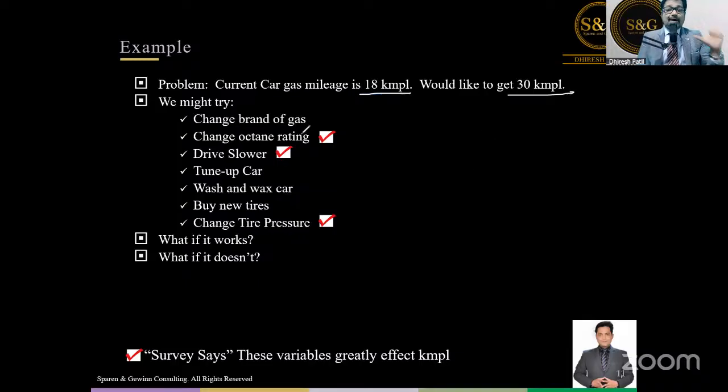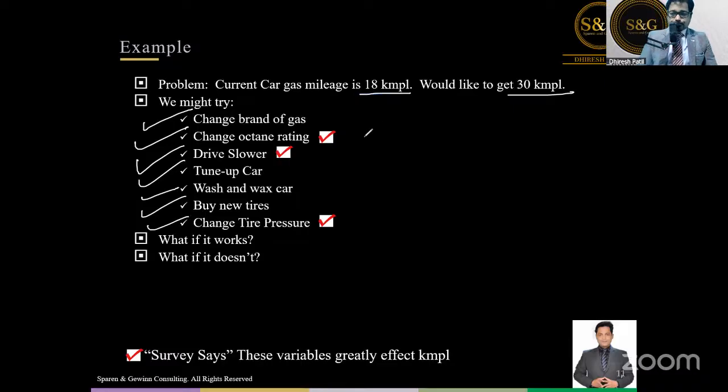So their Six Sigma team just sat together and brainstormed about what the factors are. Okay. So these are the factors: brand of the gas, octane rating of the gas, the driving speed, tune-up of the car, meaning the maintained car, wash and wax of the car, a very polished car, new tires, which is tire condition, and the pressure of the tire. And these are the factors which will impact the mileage.